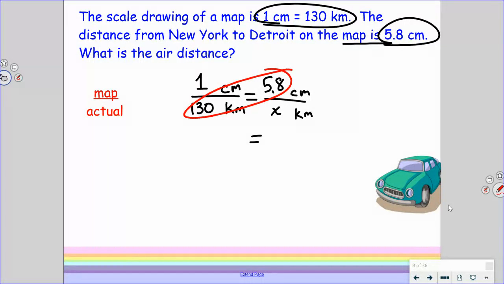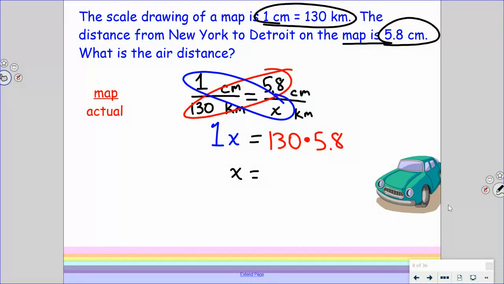So we'll go ahead and once again use our cross products. 1 times x, or 1x, is the same as 130 times 5 8/10. Now in this case, folks, guess what? It already says x equals. So all we have to do is multiply 130 by 5 8/10. I'll do that as quickly as I can.